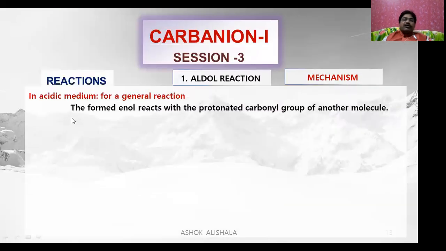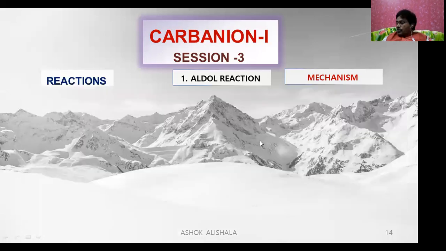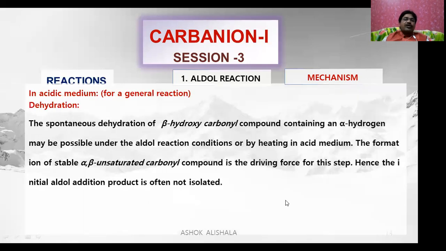After forming the enol, the enol reacts with the protonated carbonyl group of another molecule in this way. This is the protonated carbonyl carbon, and now the enol is going to add to the second molecule, either aldehyde or ketone, so that a beta hydroxy carbonyl compound is formed here.